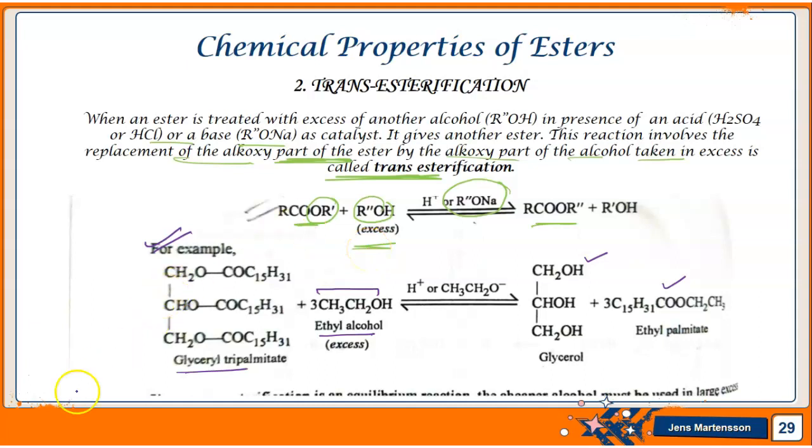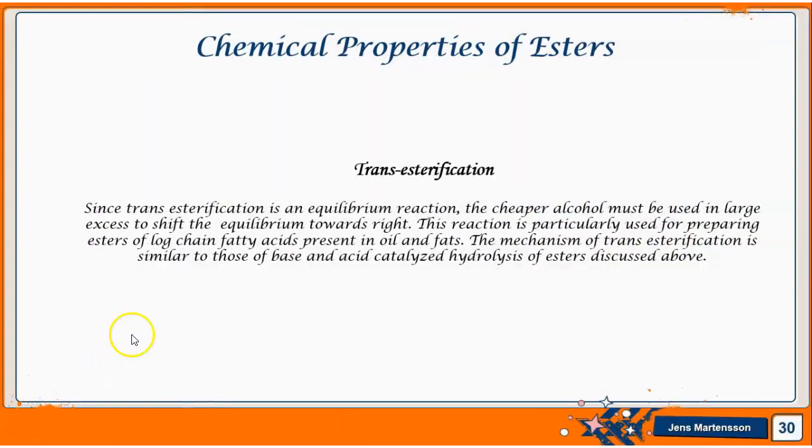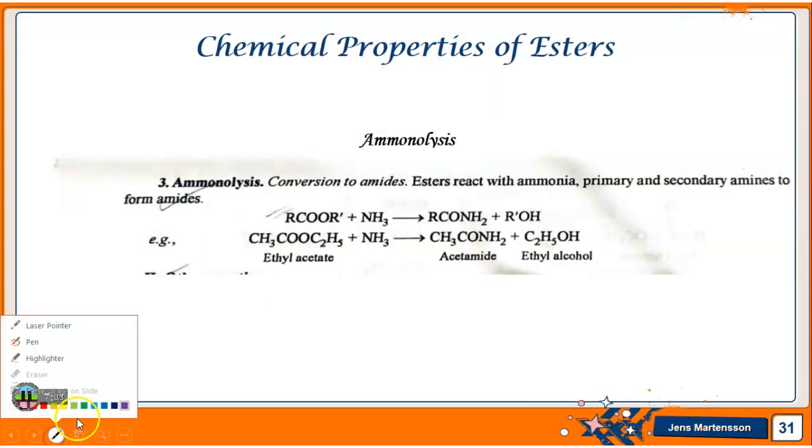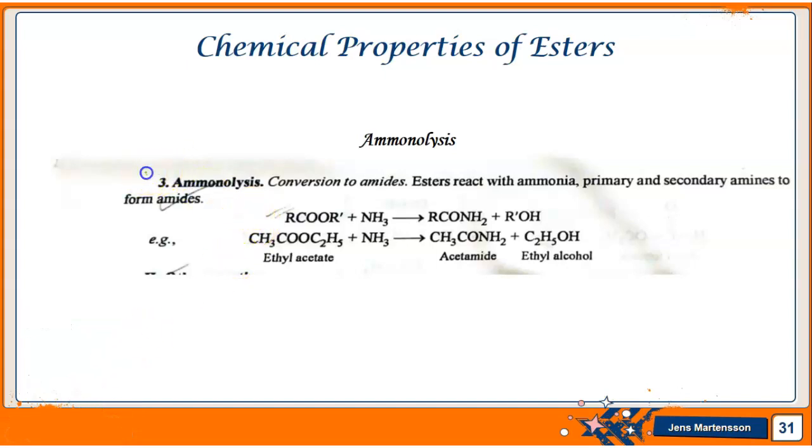So I hope transesterification is also quite clear to you all. Since transesterification is an equilibrium reaction, the cheaper alcohol must be used in large excess so as to shift the equilibrium more towards the forward side, that is, toward the right side. The reaction is particularly used for preparing esters of long chain fatty acids present in oils and fats. This mechanism of transesterification is quite similar to that of base and acid catalyzed hydrolysis of esters described in the previous slides. So talking about ammonolysis, over here you can convert your ester into amides.